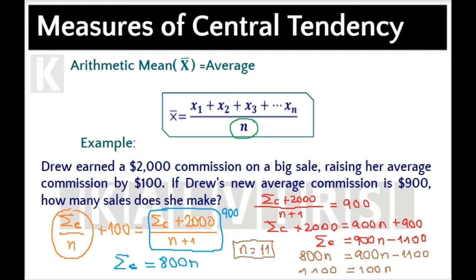11. But the question is, how many sales does she make? She did n plus 1 sales because at the end she did the $2,000 commission sale. So she did 12 sales.